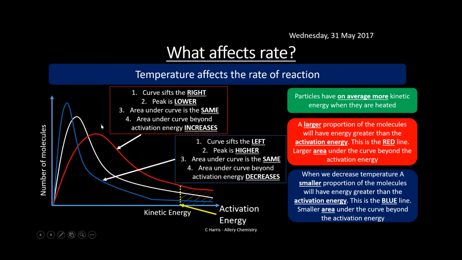So again, some very important points to notice. When we've cooled or reduced our temperature, the curve shifts to the left. You can see here now that the peak is much further to the left compared to the other ones. The peak is a lot higher, so many more particles have energy that is lower than what it was before. But crucially, the area under the curve is still the same compared to the red, white and blue. It's always the same. But the area under the curve beyond the activation energy, you can see, is much lower, with a much smaller area there beyond the activation energy.